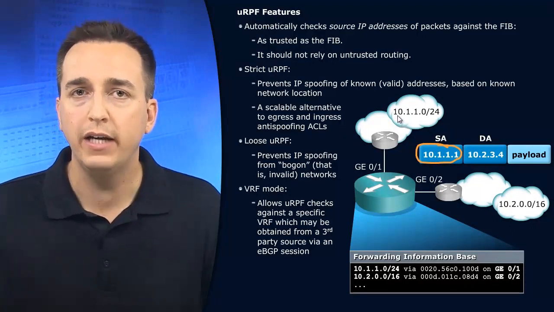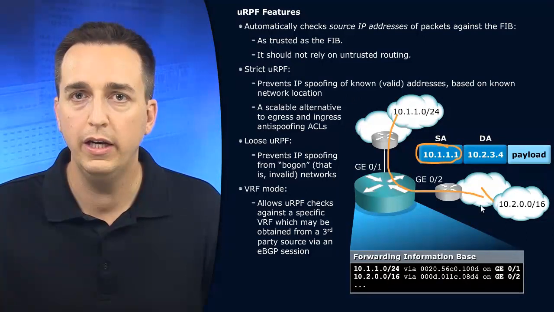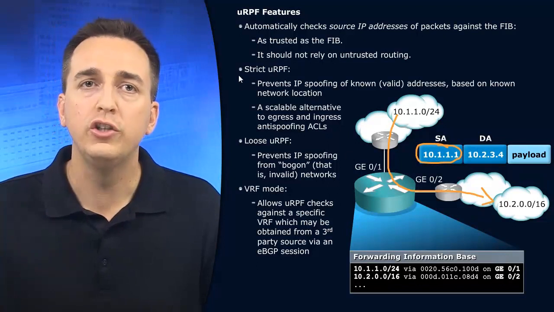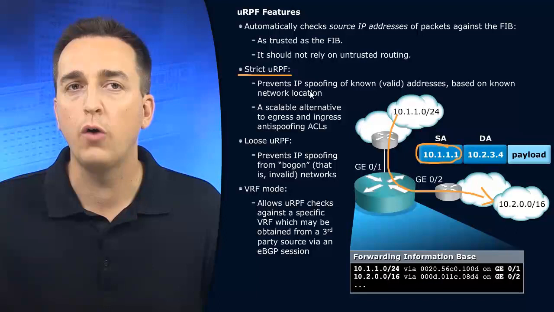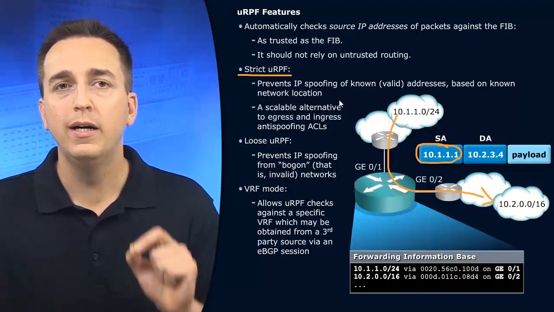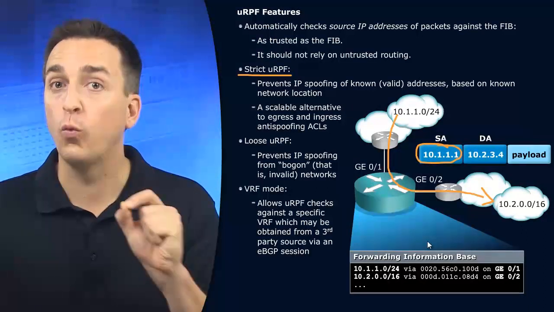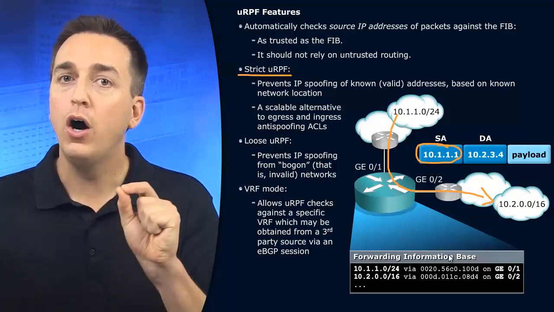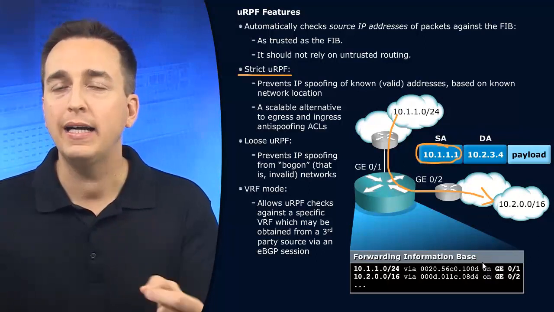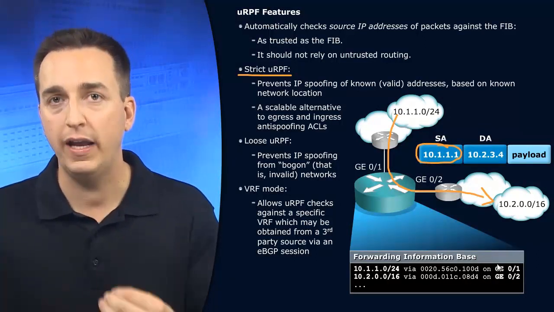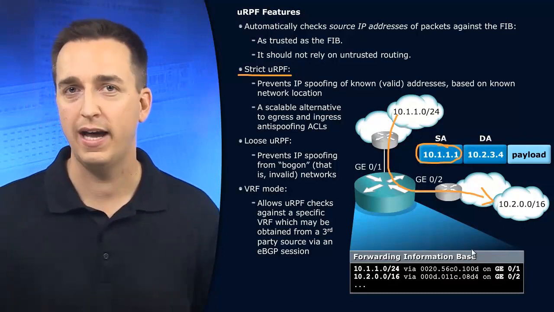Well, let's take traffic flowing this way. Here's what's going to occur. With strict Unicast reverse path forwarding, our router is going to make sure that there is a valid entry in the routing table, on top of making sure that the packet arrived on the interface that would be used by the router if it had to send traffic to that IP address.